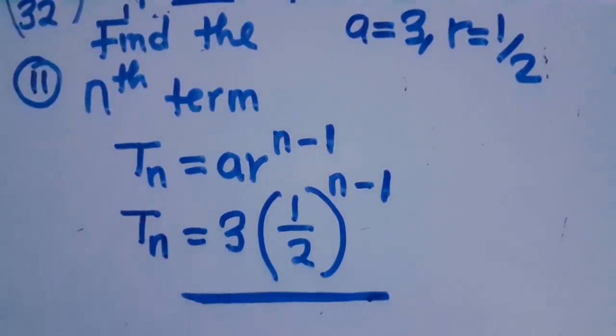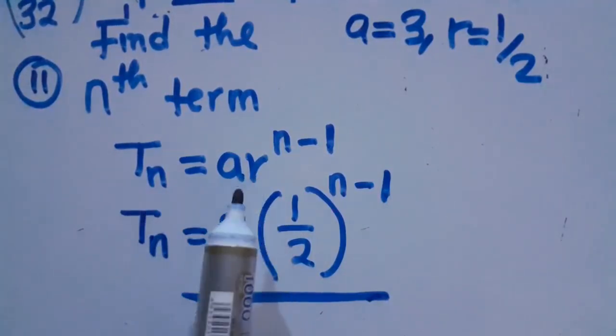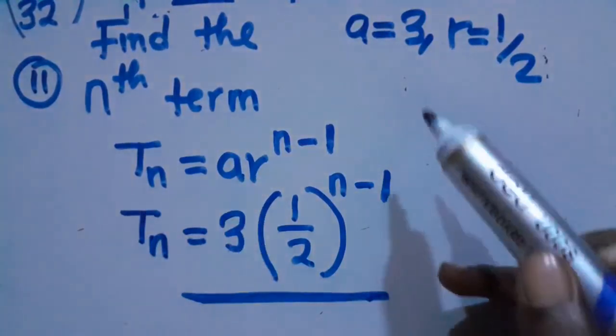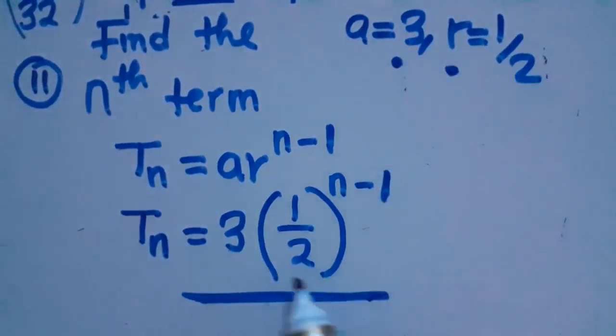So this is the what? This is the nth term. How do you find the nth term? You write the formula for the nth term and just substitute these values. Just put the first term and the common ratio in the formula. Everything will remain the same. So just like this, you are done. This is what you need to do. These are procedures that you need to get and understand.